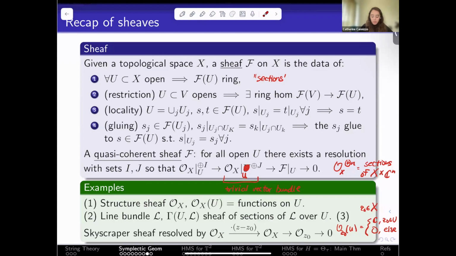Why is this an example of a quasi-coherent sheaf? Well, it has a resolution by the structure sheaf. A resolution is an exact sequence. In other words, if you think back to the chain complex, the kernel of one map is equal to the image of the other. It's not just that it contains the image, they are actually equal.